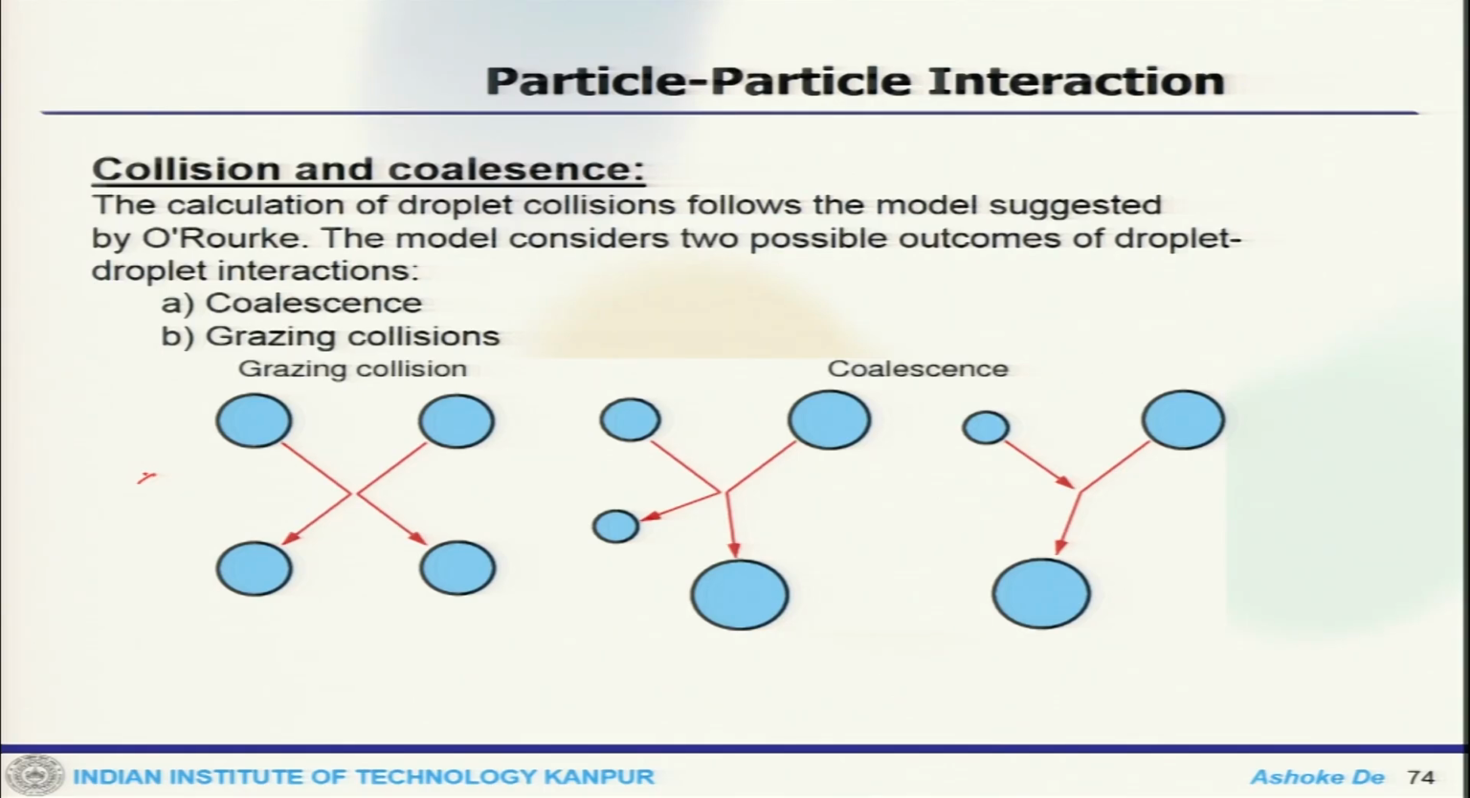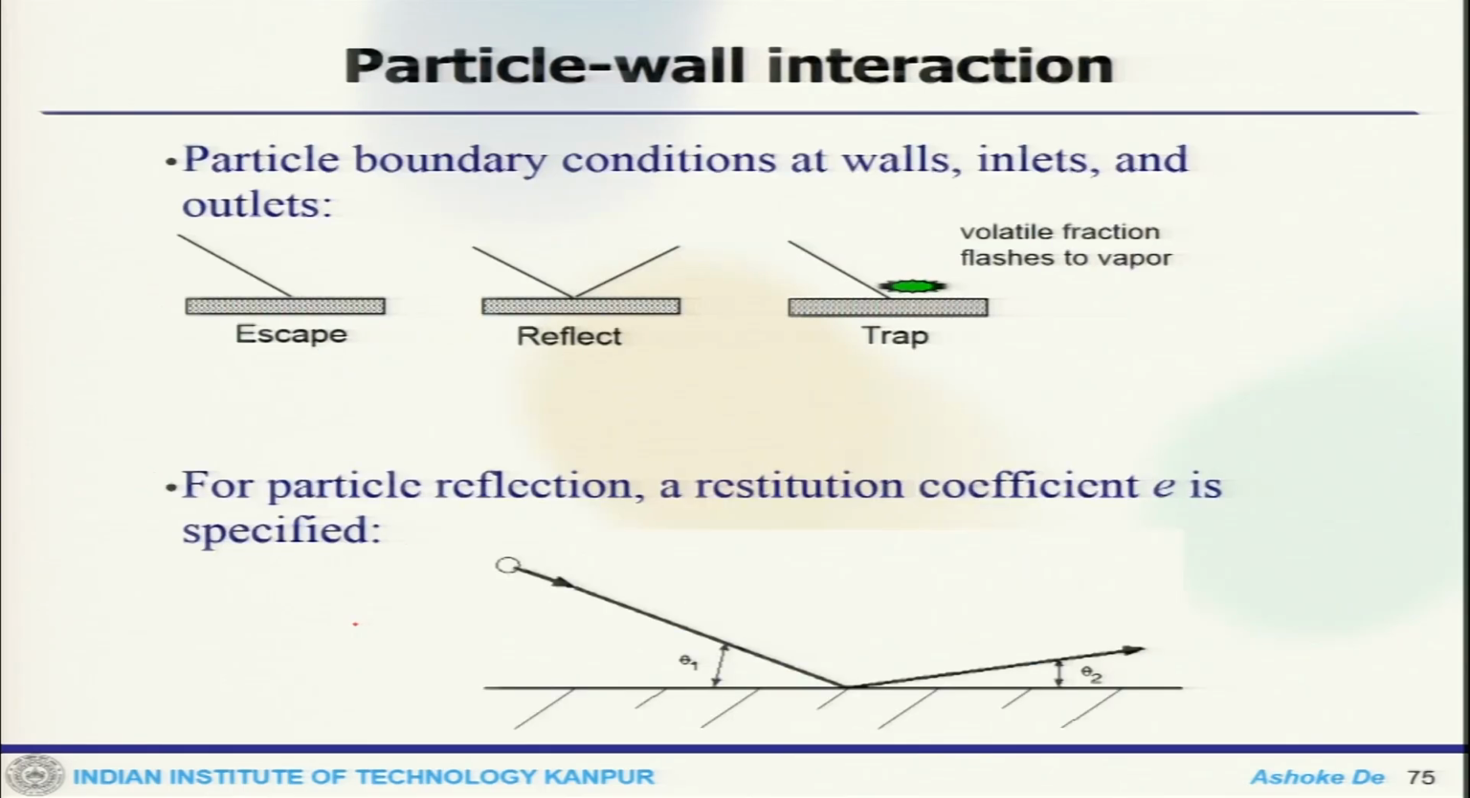When a grazing collision occurs, only momentum is exchanged between the droplets, and the droplet diameters and temperature remain unchanged. So, this is actually the situation. Now, there could be particle conditions at walls: it could escape, or when it hits the wall it could reflect, or it could be trapped. So, the restitution coefficient E is specified and that can be estimated.